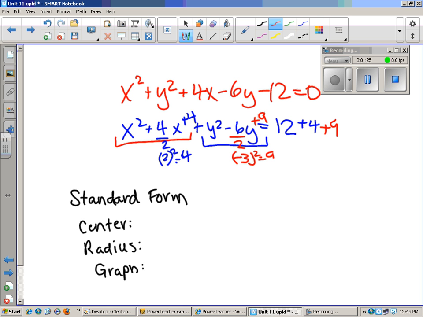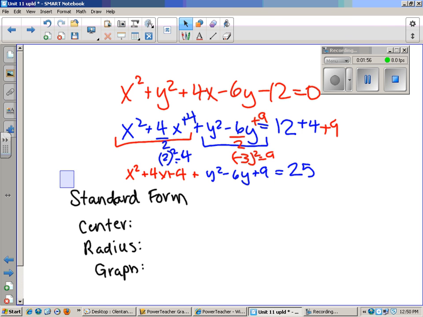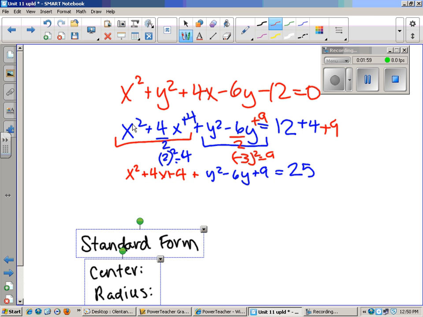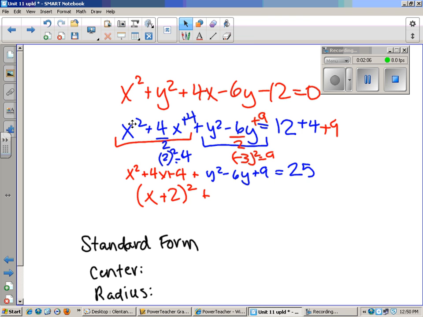Okay? Then I add those in, so I get x squared plus 4x plus 4 plus y squared minus 6y plus 9 equals 25. And remember, the reason we complete the square is so that we can factor it into perfect square trinomials. So this becomes x plus 2 squared, and this one becomes y minus 3 squared, and it all equals 25.